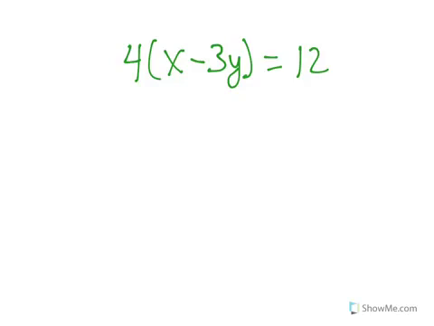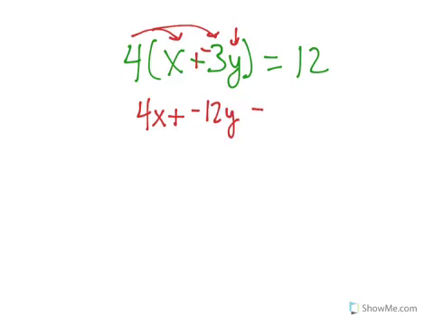So I want to get y all by itself. Well, I'm going to have to do some things first. I need to get rid of the parentheses, so I'm going to use distributive property. 4 times x, 4x. I'm going to turn this to addition. 4 times negative 3y, negative 12y, and I have equals 12. I got rid of my parentheses.